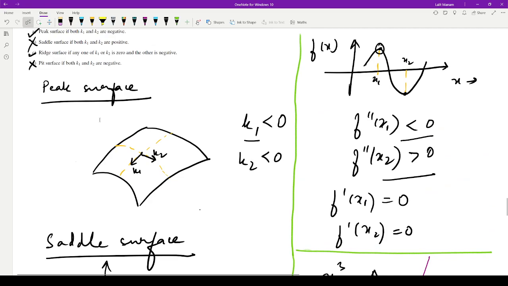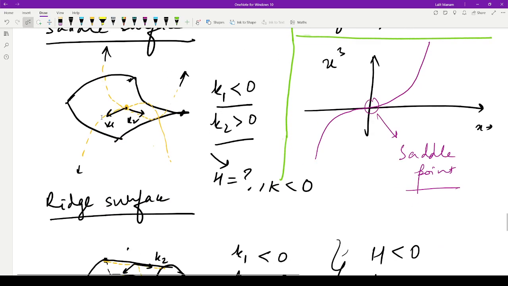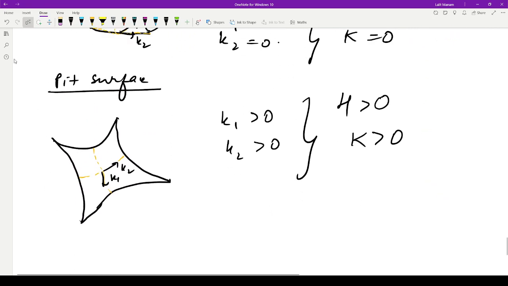Okay. What about this one? Here H is what? Negative. Negative, and K is positive. And if you go and check back the slides, these are the exact values that were mentioned in the slides. For a peak surface, H is less than 0, K is greater than 0, and similarly for the others as well. So we actually derived H and K for different surfaces, although not all of them. Hopefully now there is a geometric understanding of what these things even mean.